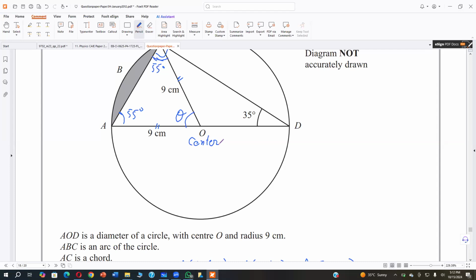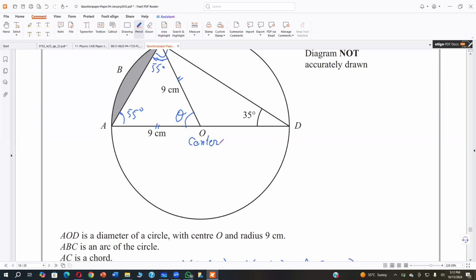The other way would be that the triangle with the angle 35 is also isosceles, so the other angle would be 35, and then the angle at O would be 110. But 35 is not coming in an isosceles triangle; 55 is coming in because the sides of 9 are equal. Two angles are 55. That will be 120, 180 minus 120, so I am getting theta as 60.